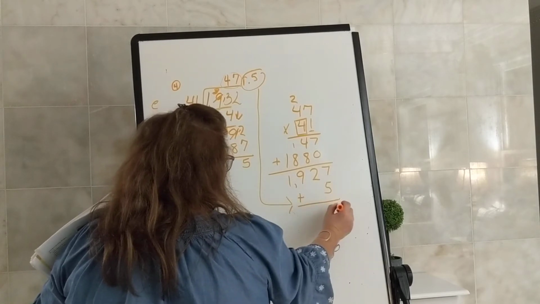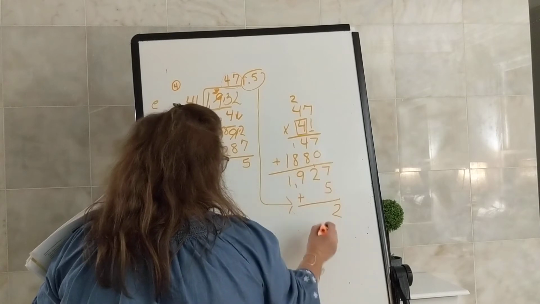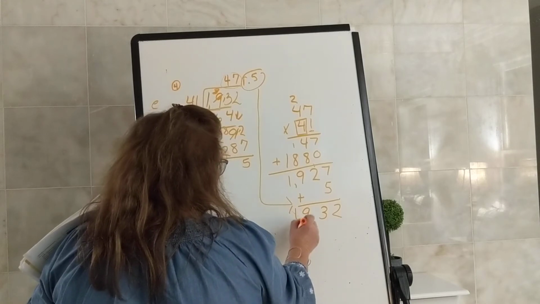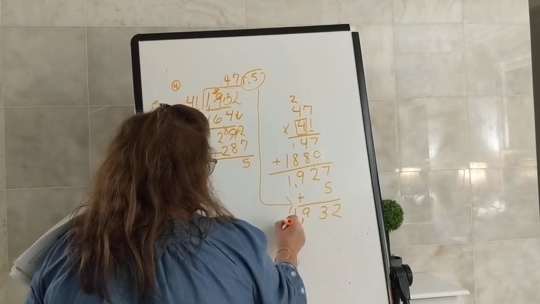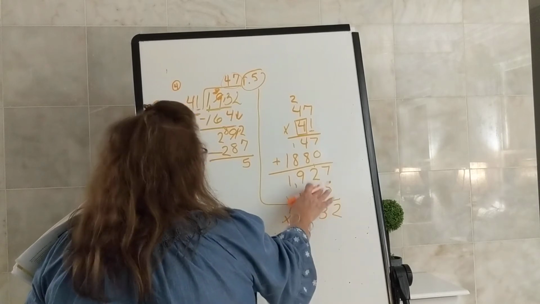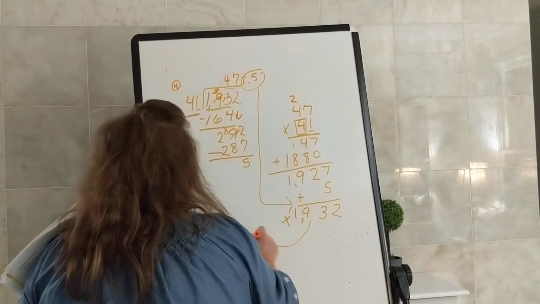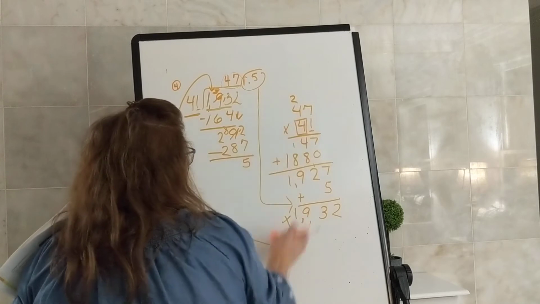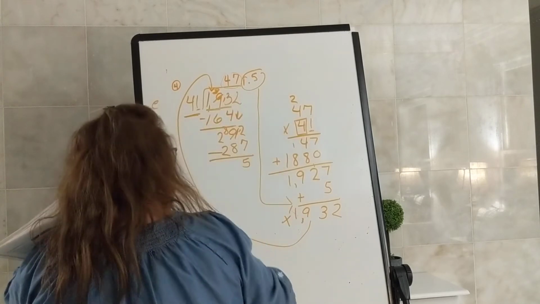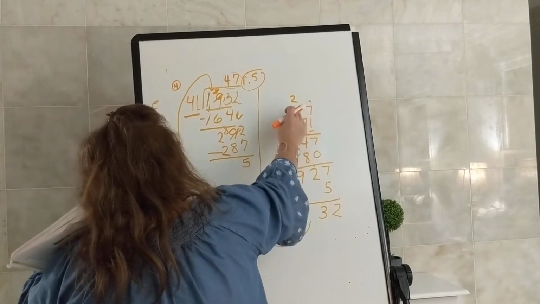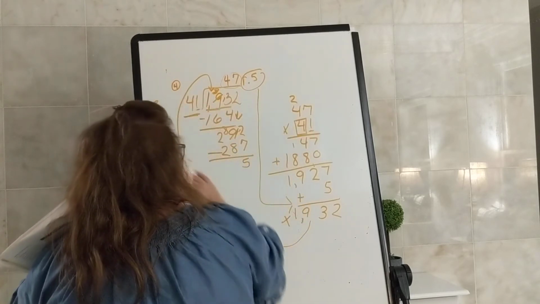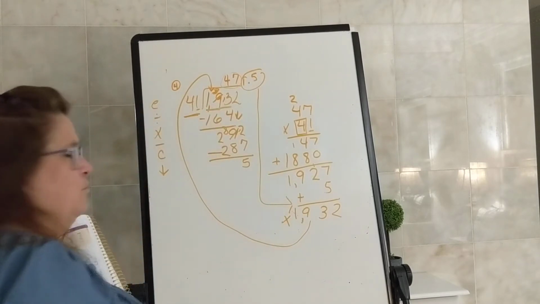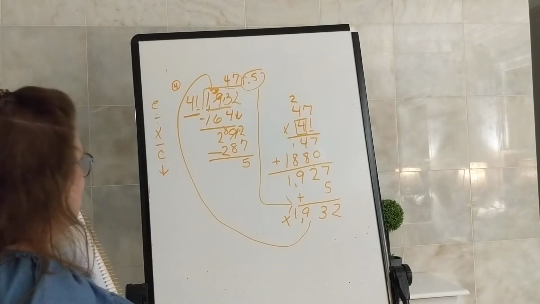So 7 and 5 is 12. Put 2 down, carry the 1. 1 and 2 is 3. And then 9 and 1. And then look at this. If your sum, after adding your product and your remainder together, is the same as your dividend when you started, then your answer is correct. 47 remainder 5 is correct because when we multiplied 47 times our divisor and added our remainder, it equaled the dividend when we started. So that is how you check your division problem, okay?